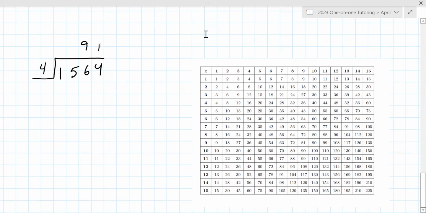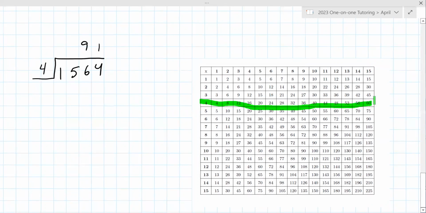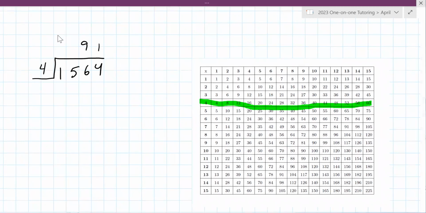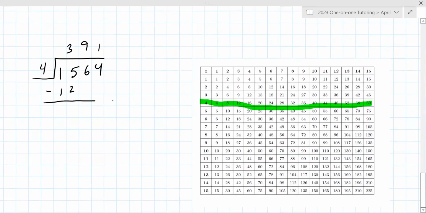Okay. How many times? 3 times. Good. So it goes in 3 times. 3 times 4 is 12. 15 minus 12 is 3. Bring down the 6.